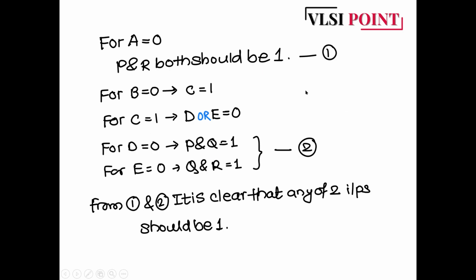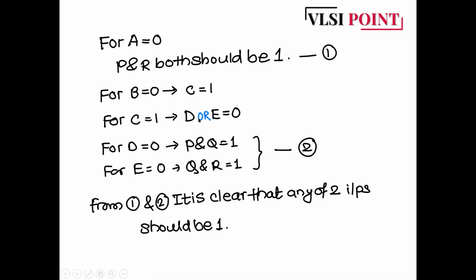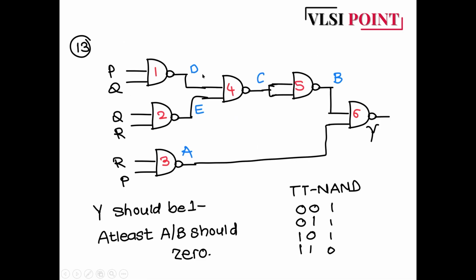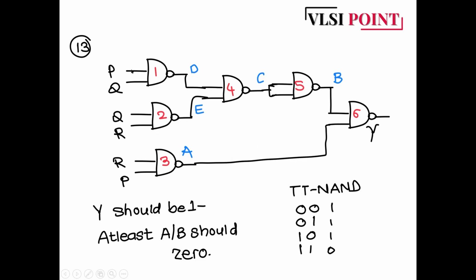For C 1, D or E should be 0. So here we have D and E. So D or E should be 0. As usual, as we discussed for this gate, for D equals 0 or for E equals 0, both P and Q or Q and R should be 1. So we want P and Q both 1 here, or Q and R both 1 here, to get our desired output at C level.